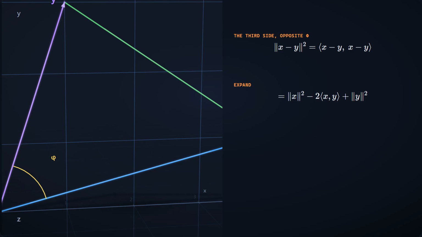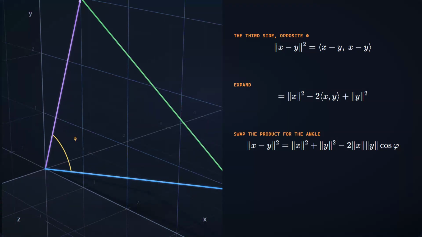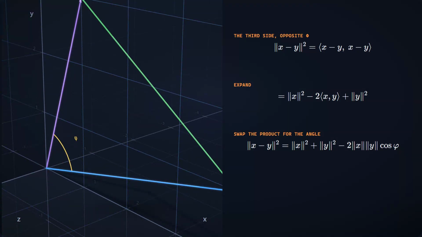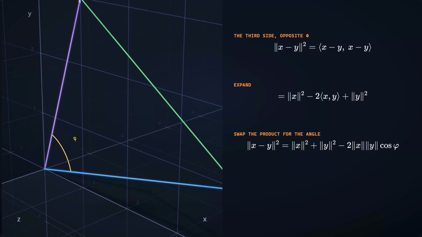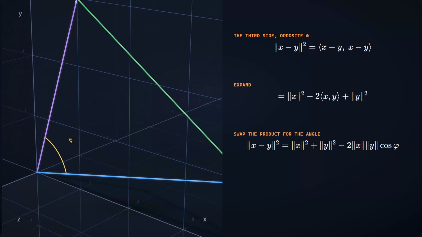One substitution. Swap that product for its angle form, length times cosine phi. And there it is, the opposite side, built from the other two sides and the angle between them. The law of cosines, straight out of the axioms. And if the angle is a right angle, the cosine dies and something famous should appear.